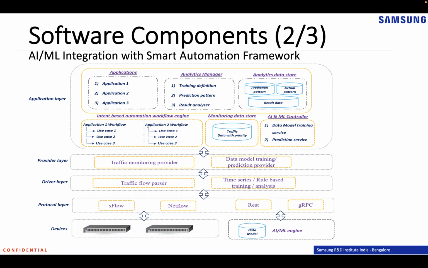So the analytics data store presents the operator with the prediction and actual pattern. This will definitely be useful for the operator to see what is really happening inside, how the AI/ML has predicted, and what is happening in the network. So with respect to forecast and how the associated event in terms of workflow association can take place, he will have a kind of a feeling.